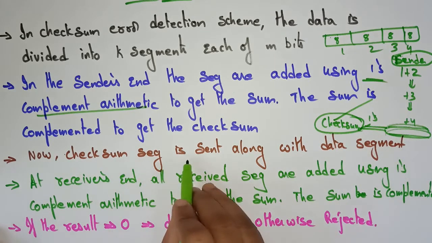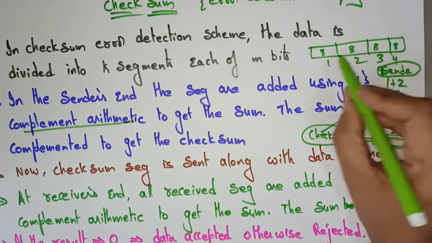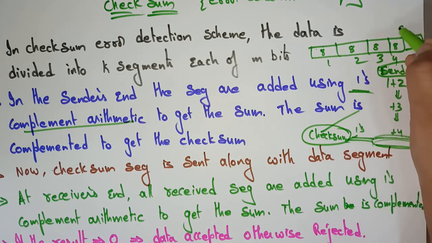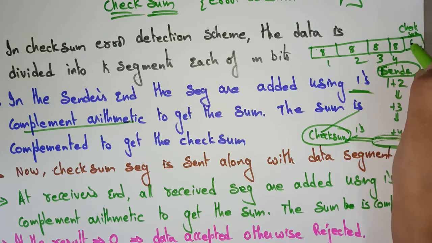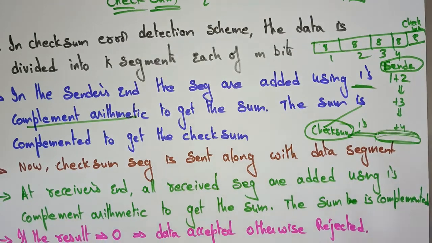Now the checksum segment is sent along with the data segments. Along with the 4 data segments, add one more segment, that is the checksum, which is of 8 bits, and send this data to the receiver side. Okay, the receiver receives the data, which has 5 segments.